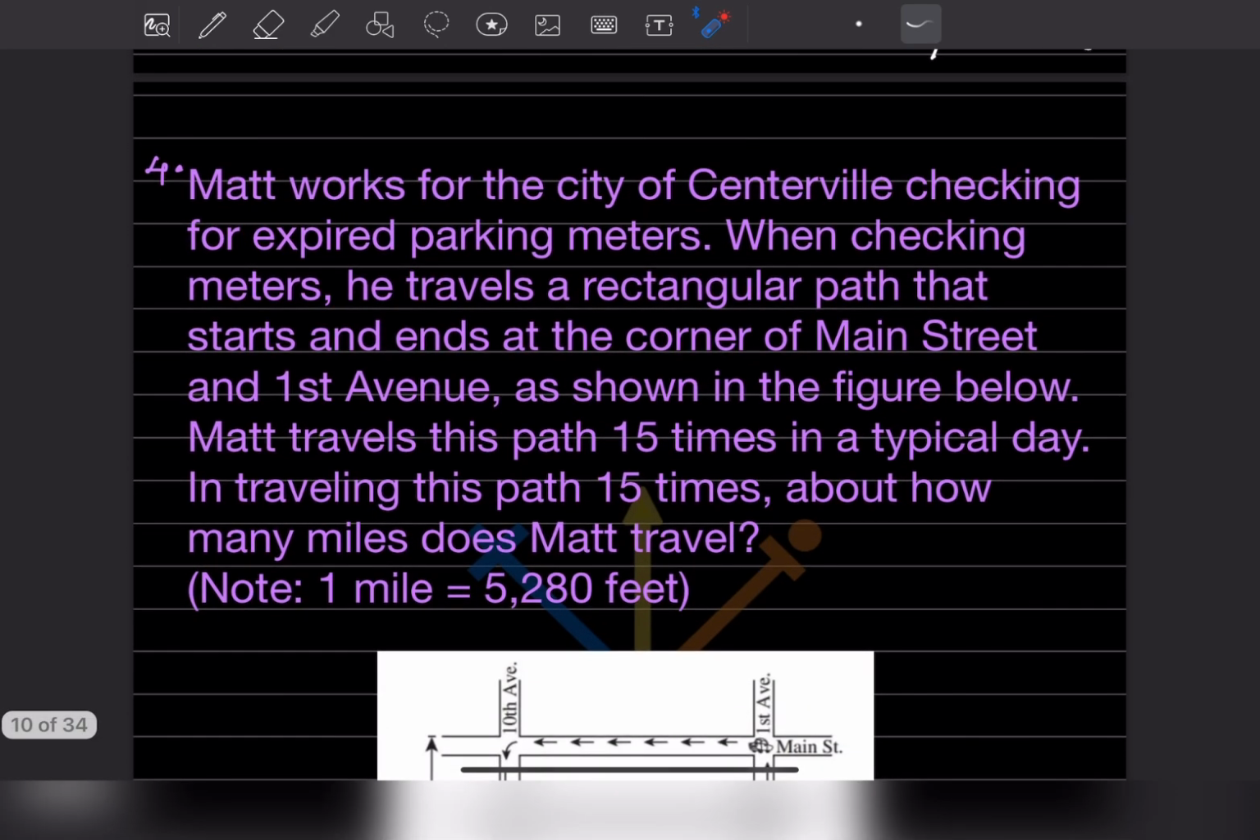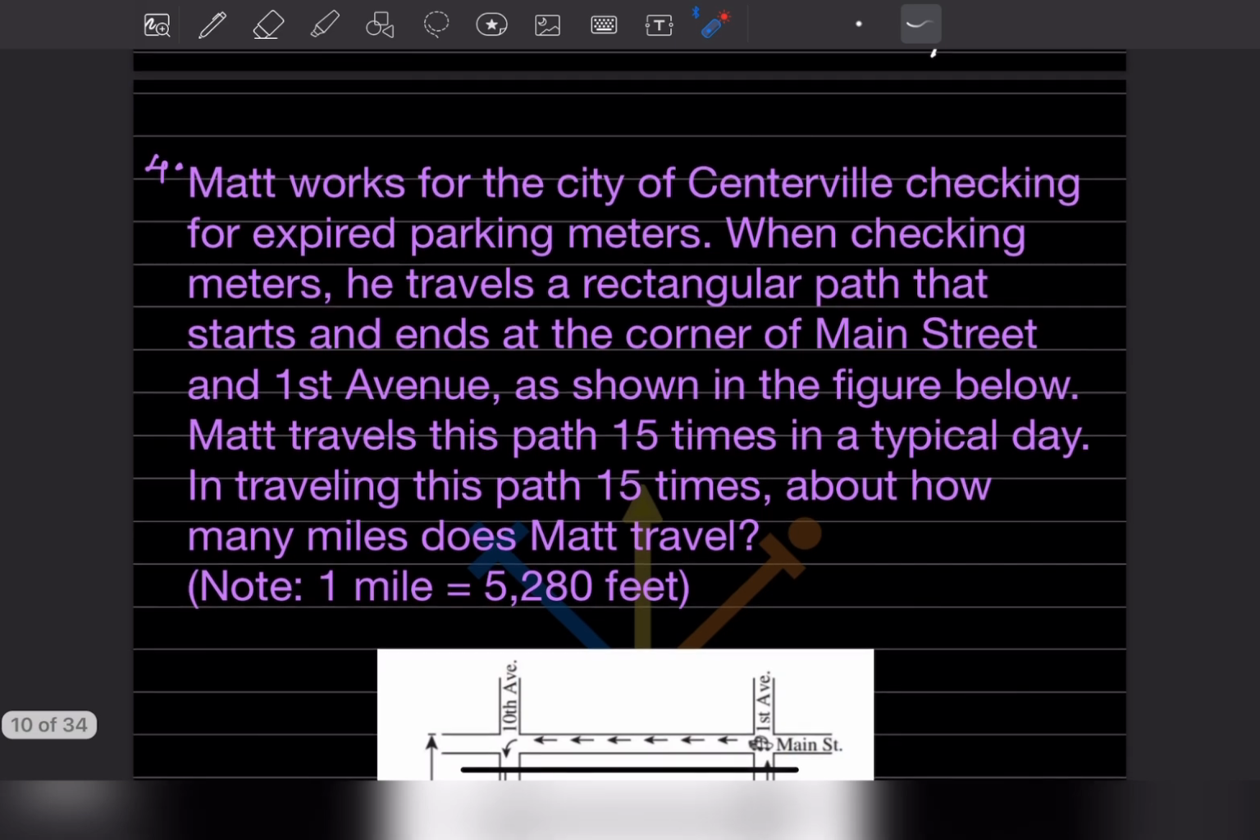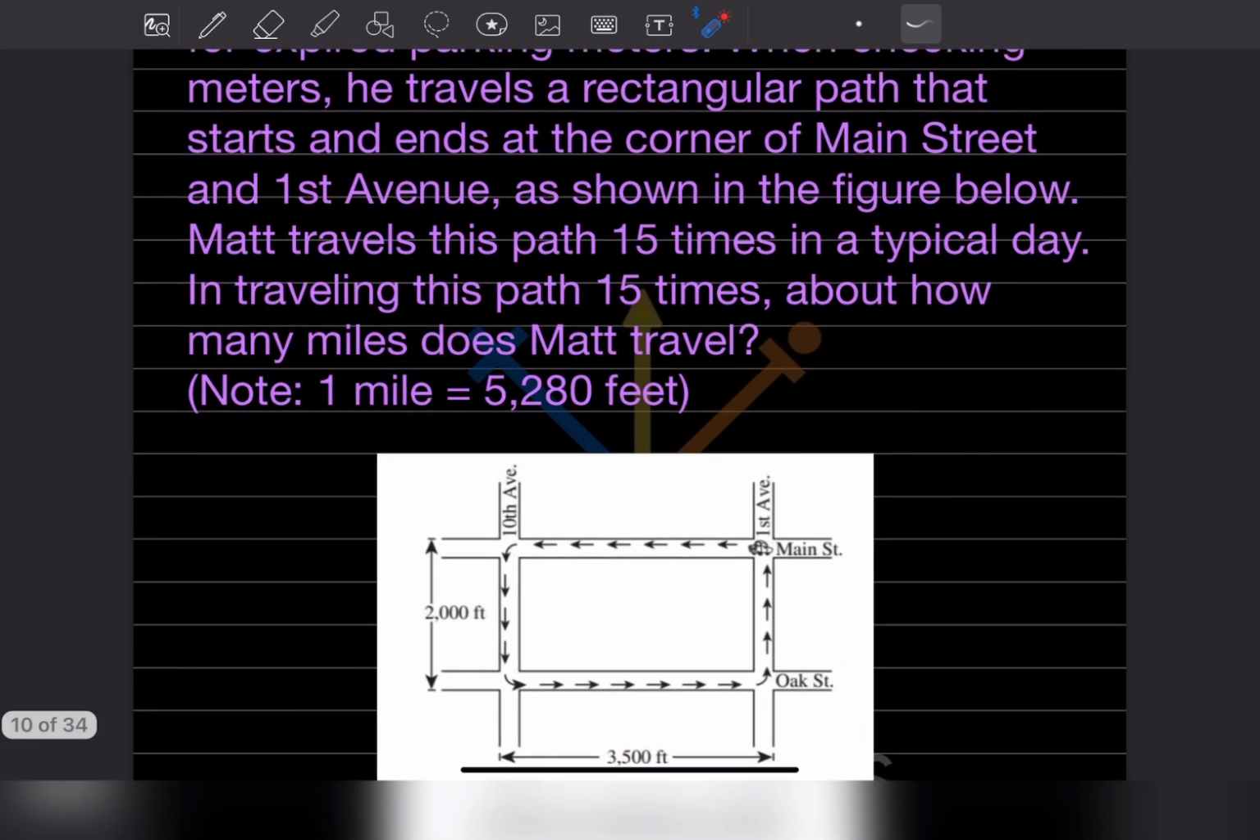Matt works for the city of Centerville, checking for expired parking meters. When checking meters, he travels a rectangular path that starts and ends at the corner of Main Street and First Avenue, as shown in the figure. So can you see here? This is the Main Street, and here its starting point also is here, and the ending point also is this, because it starts and ends at the corner of this.